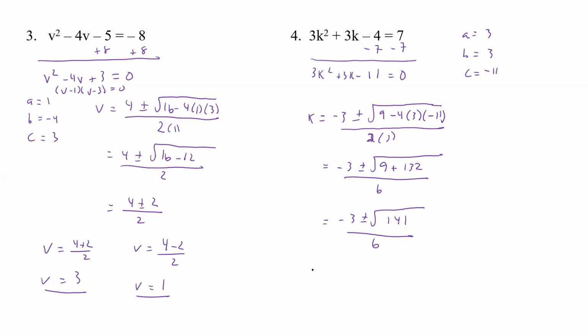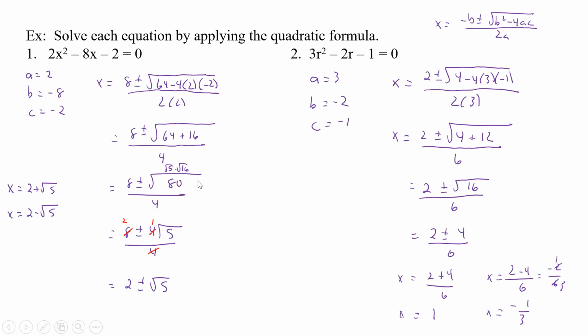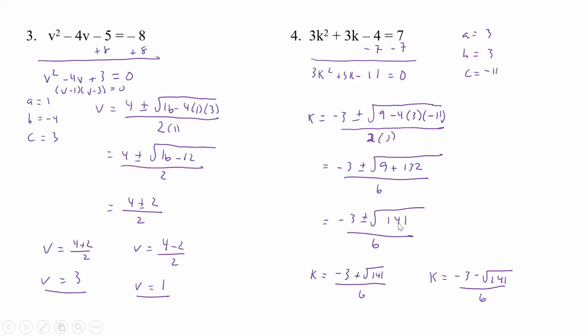And so really we have two solutions. We have k equals negative 3 plus the square root of 141 over 6, and k equals negative 3 minus the square root of 141 over 6. Okay, so in some cases you're going to get some big numbers under your square root, and that's fine. Just make sure it's not reducible, like we saw in this one, 80, where we had 5 times 16. Now 141, it's not. If we divide that by 3, we can reduce it a little bit, but it's never going to have a square that's usable there.